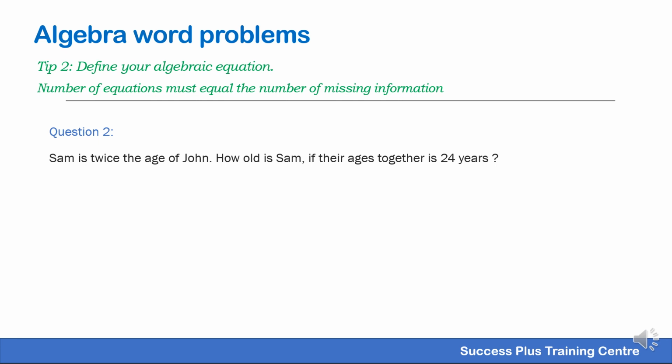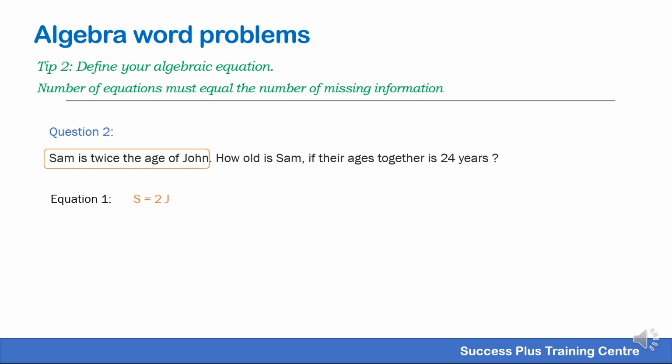What you must know when solving word problems around algebra is that the number of equations you need to define is dependent on the number of missing information in the question. Let's have a look at the question below to clarify. Sam is twice the age of John. How old is Sam if their ages together is 24 years? Remember that when we're solving word problems around algebra, the first thing we need to look for is a clue. And in this particular question, we haven't got any clues. So we need to look at each phrase and convert it into an equation.